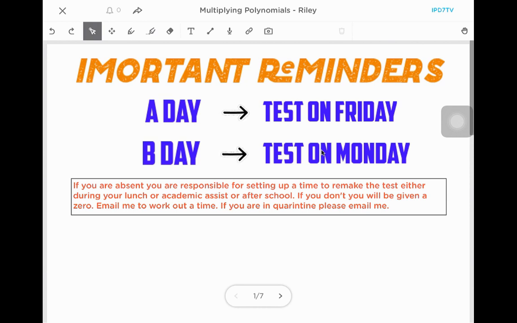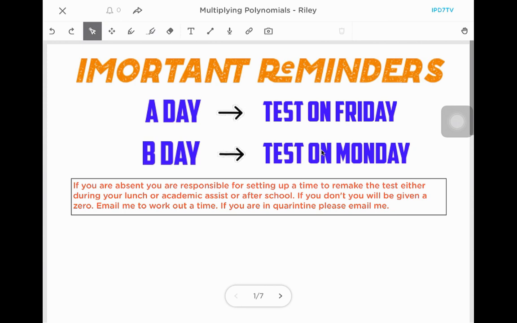If you are absent on your test day, please be aware that you are responsible for setting up a time to remake the test, either during your lunch, on your academic assist, or after school. You have to contact me. I will not be contacting you. If you don't, you will be given a 0 in your grade book, and that will tank your grade, like a guaranteed F in the grade book. Email me to work out a time. If you are in quarantine, please just email me.